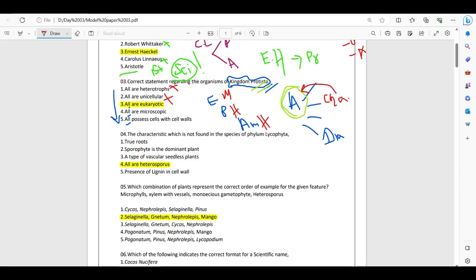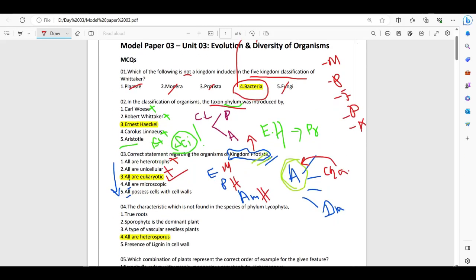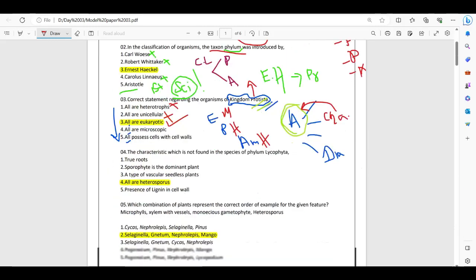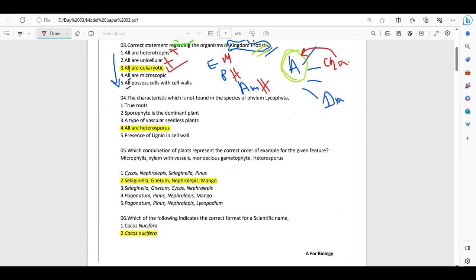That can't be true. So the next thing is the correct one, because they are eukaryotic, because all of them belong to domain Eukarya in the initial state. So the next one is all are microscopic. That also cannot be true because we can see Gelidium and Ulva with our naked eye. We don't need microscopes. So the next thing, all possess cells with cell walls.